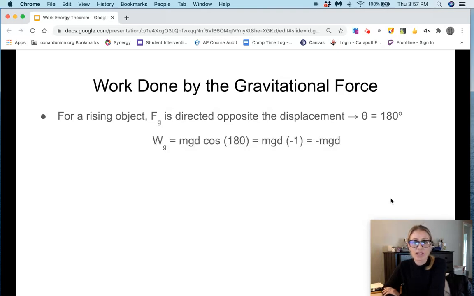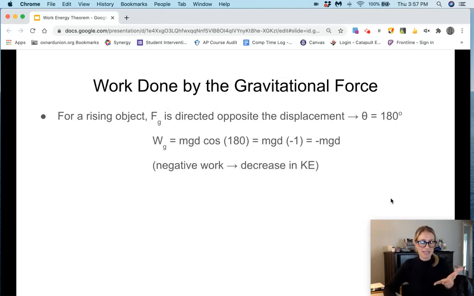Now we know that the cosine of 180 degrees is -1. So what we get here is that the work done on that object is the force of gravity, mg, times the displacement times the cosine of 180. So what we get is a negative mass times acceleration of gravity times displacement. And this tells us that because there's negative work done, the object is losing kinetic energy. And we know that it is losing kinetic energy because it slows down as it goes up into the air. So like I said, negative work, we have a decrease in kinetic energy.